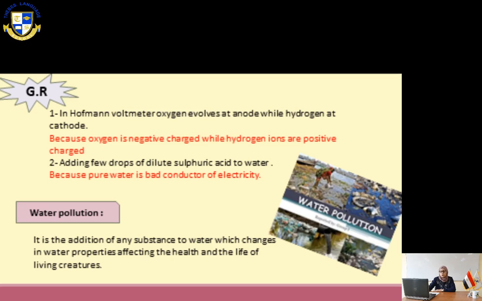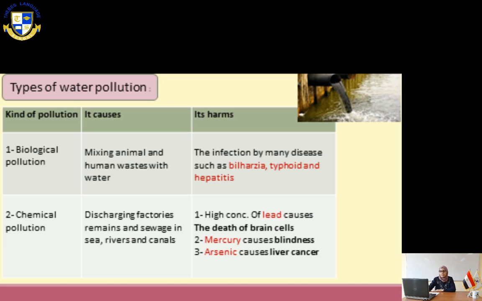What is water pollution? It is the addition of any substance to the water which changes the water properties and affects the health and the life of living creatures. Here, slide number 7. Types of water pollution. We have biological pollution and chemical pollution. What is biological pollution? It is mixing animal and human wastes with water. What is its harm? The infection in man causes many diseases like bilharzia, typhoid, and hepatitis.